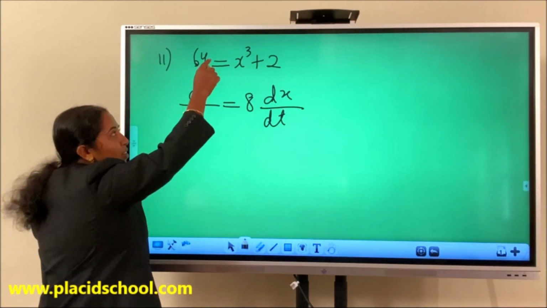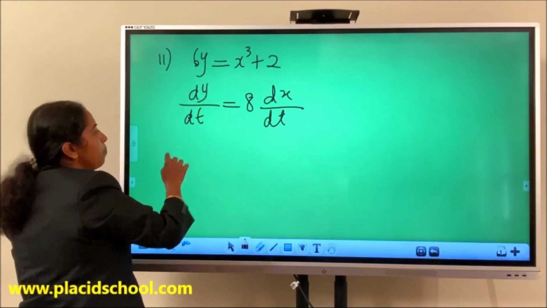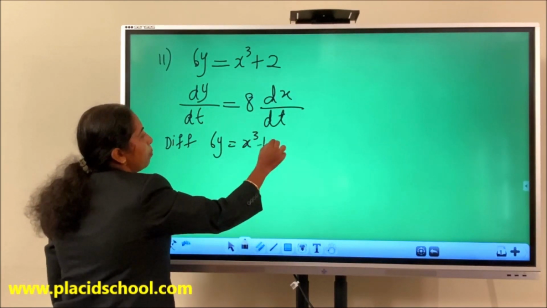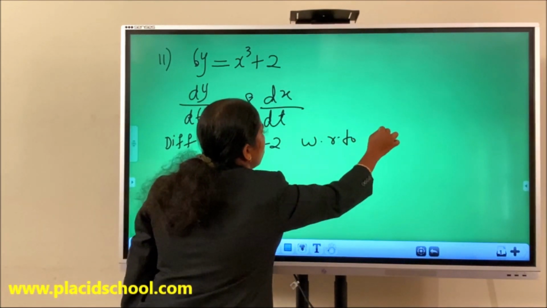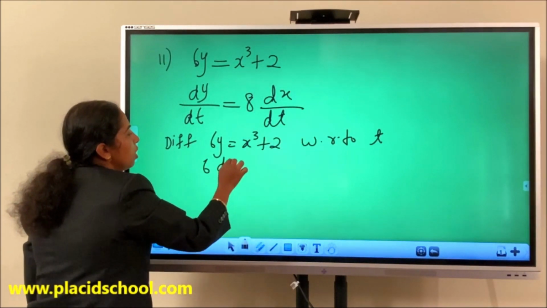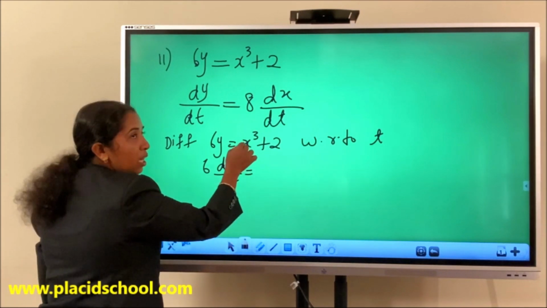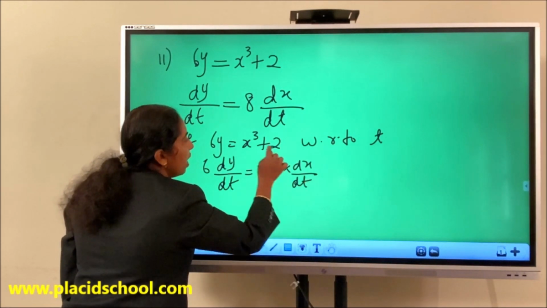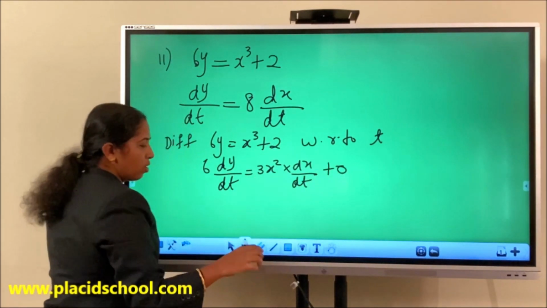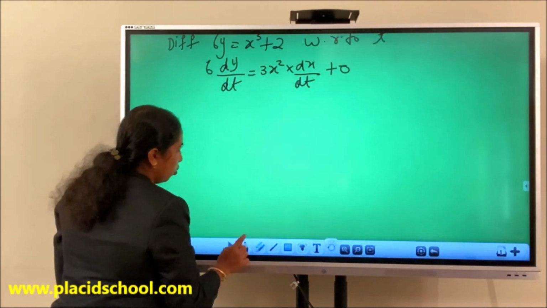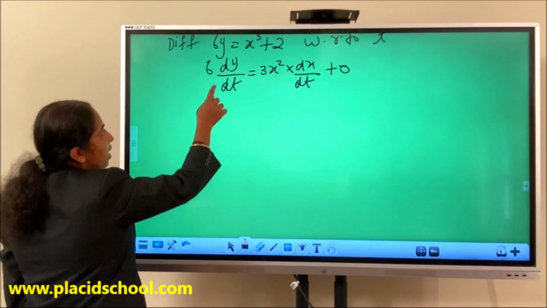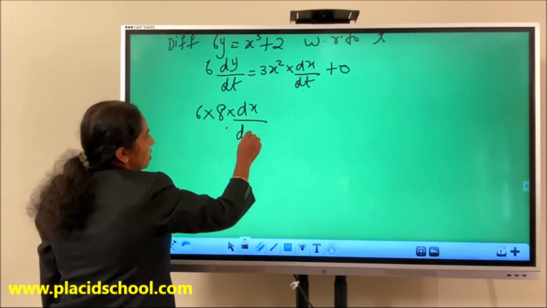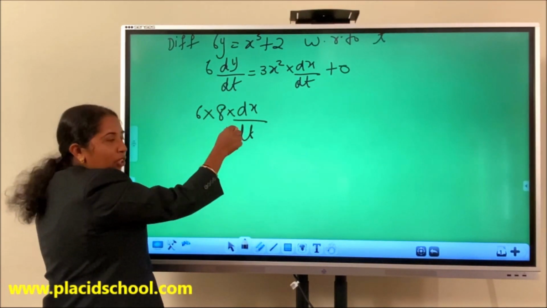I am first going to differentiate the given curve with respect to time t. So differentiating 6y equal to x cube plus 2 with respect to t. 6 into dy by dt equal to derivative of x cube is 3x square into dx by dt, and plus 2 is a constant, so derivative of constant is 0. Now we are going to apply the given condition. In the place of dy by dt I can apply 8 times dx by dt.